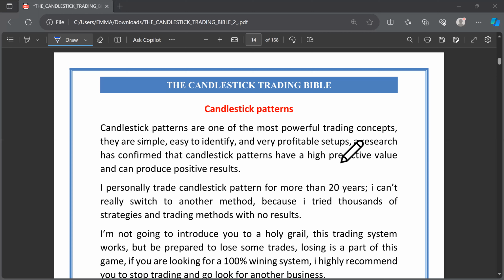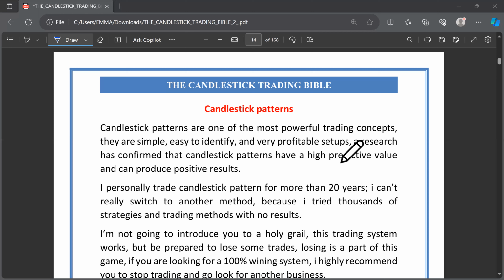Now, it says, "I personally trade candlestick patterns for more than 20 years." The disclaimer is still in play: I am not talking about myself. We are talking about the author of this book, who has used this method for 20 years, or maybe the publisher or the editor of this book.